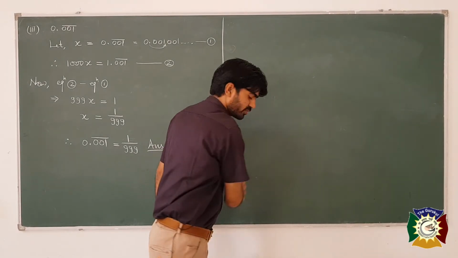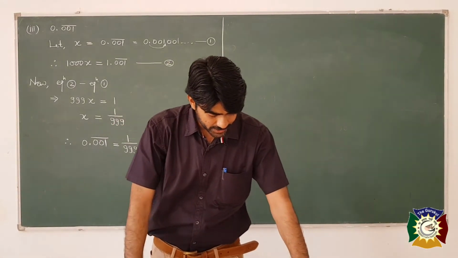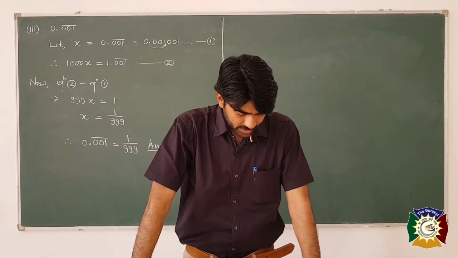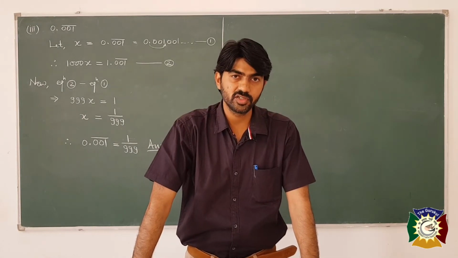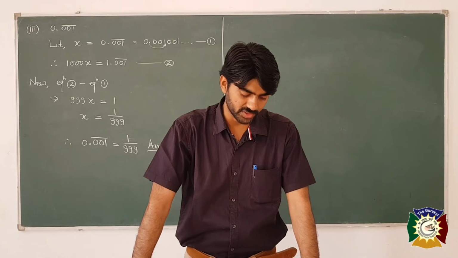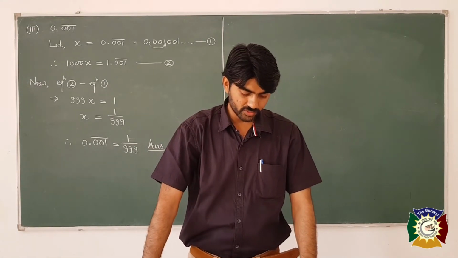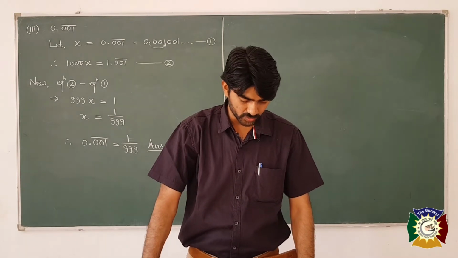See what is question number 4. Express 0.99999 and so on. It means 0.9 with a bar on 9. We can put a bar on 9 because 9 is being repeated again and again. We have to express it in the form P by Q.